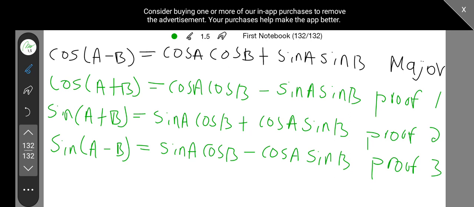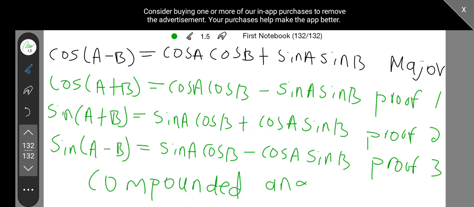Make sure you watch all the lessons on how to prove them. We must be able to transform the black one to give us the three green ones. These are called compound angles. Even if they are given in trigonometric expressions, you must be able to evaluate them and use them. So we've got four compound angle identities, and this marks the end of the lessons for compound angle identities.